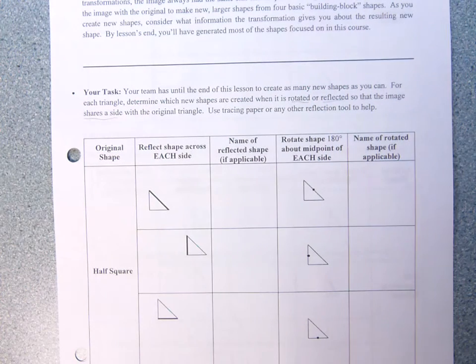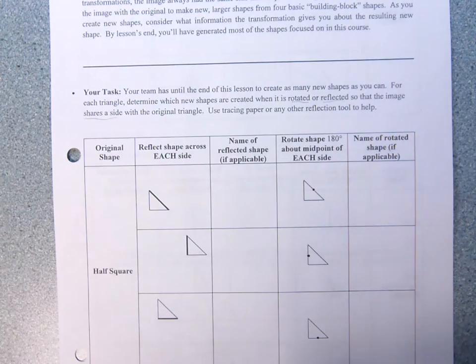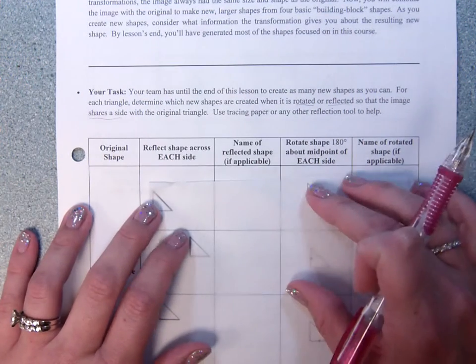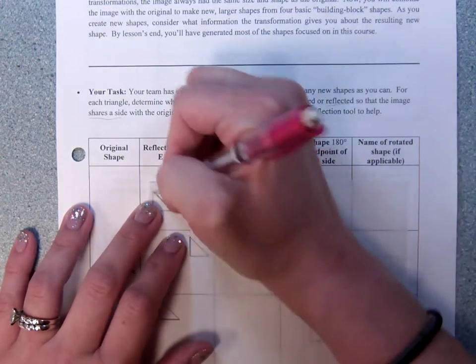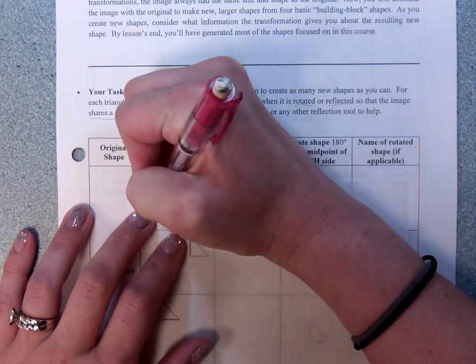I would encourage you to use tracing paper if you have it. If you don't have it, maybe ask for some. I'm just going to do the first example here. So we have the half square. We're going to just take the tracing paper and we're reflecting here. So I'm just going to trace this onto my tracing paper.